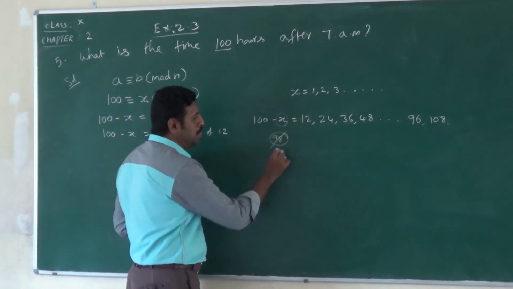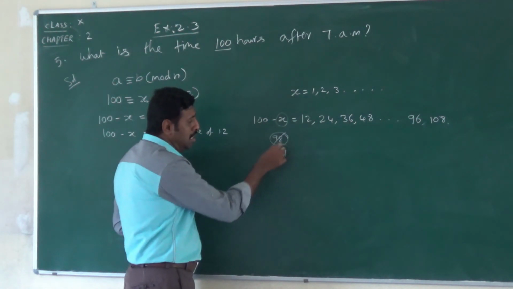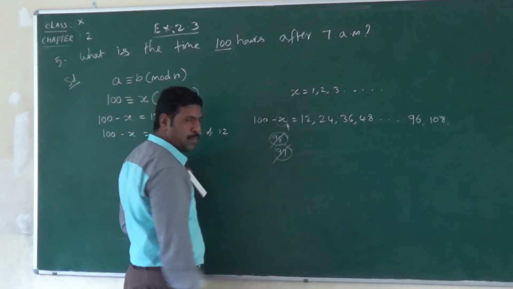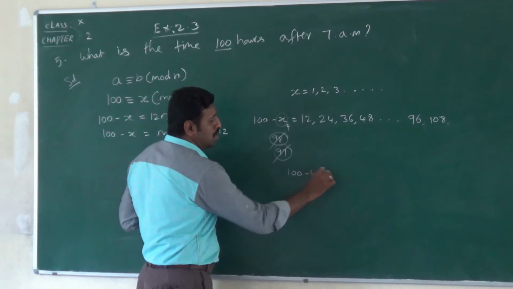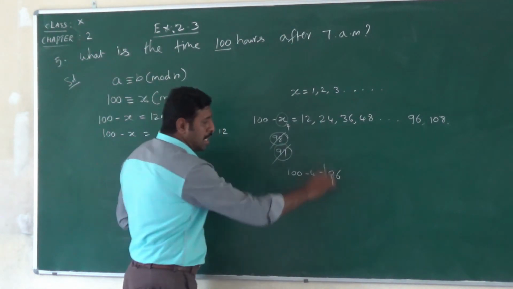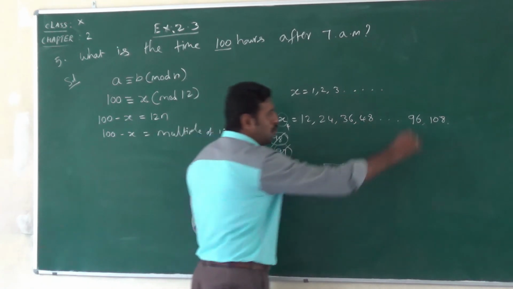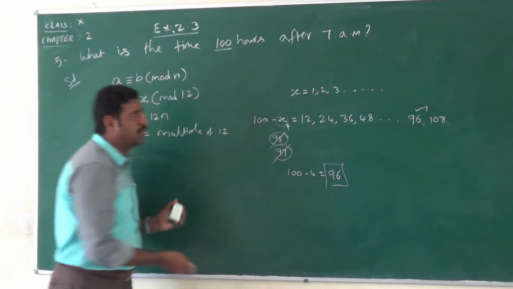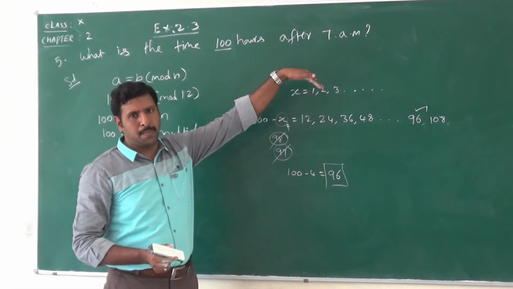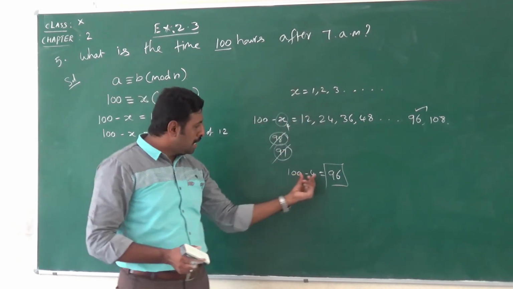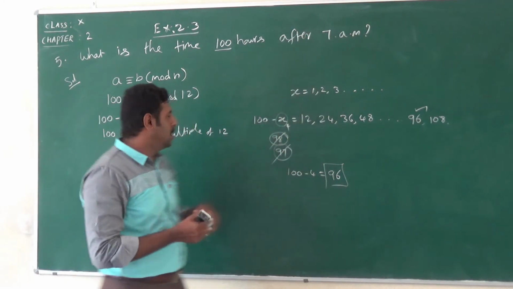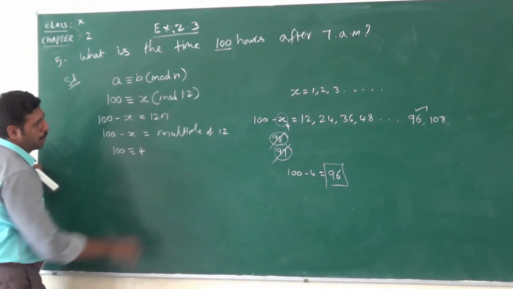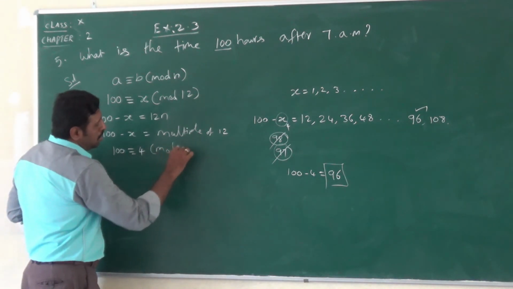And then x equal to 3 means 100 minus 3 is 97. 97 is also not a multiple of 12. Then 100 minus 4 is nothing but 96. See, 96 is a multiple of 12. So the least positive value is x equal to 4. Here we want to find the time after 7 a.m. After 7 a.m. means this remainder should be added to 7. So this is 100 congruent to 4 mod 12.